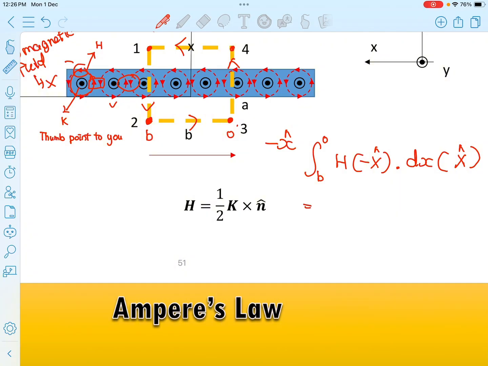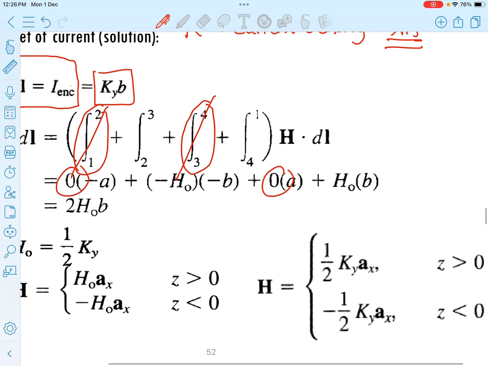Okay, so you will have H and then 0 minus B. Right, 0 minus B, so you have a negative. So you have negative H and negative B here. So you will have HB for this path, path 2 to 3. Okay, 2 to 3, so you have HB.